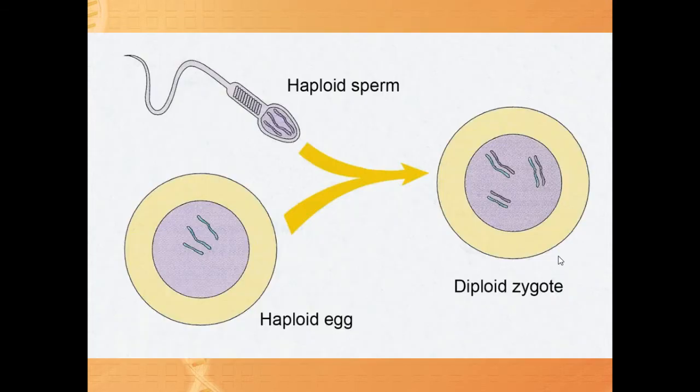It's very important that they are haploid, because if you had a cell that was diploid trying to merge with another diploid cell, well, you would have double the amount of chromosomes, and you wouldn't actually be able to form a viable baby.